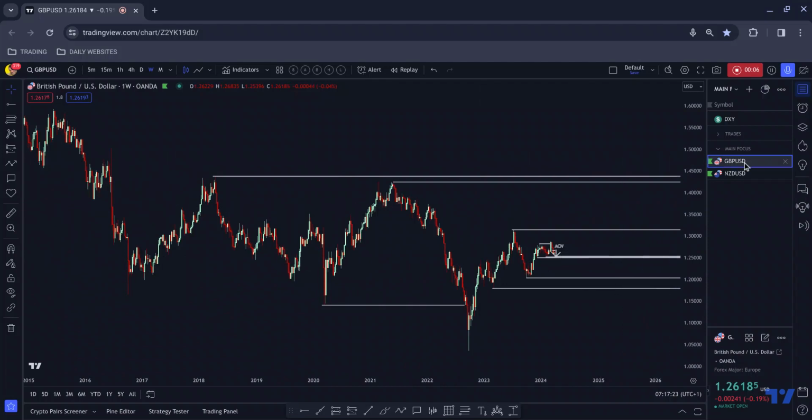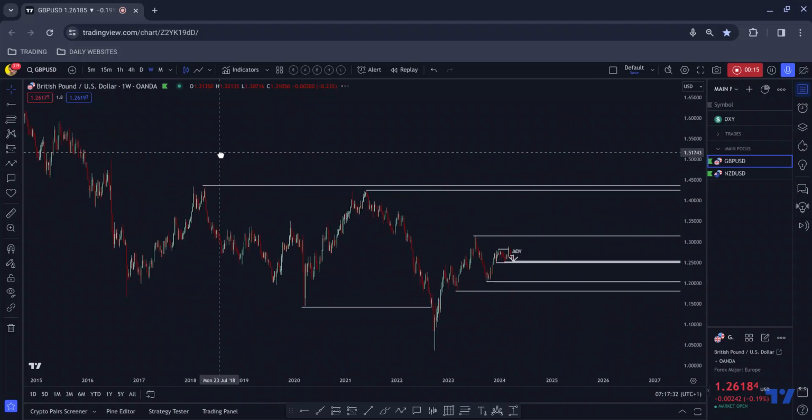So I have two pairs on watch today and those are pound dollar and Kiwi dollar. I'm going to break down my favorite of the bunch, which is pound dollar, and I'm going to start off with the weekly chart as always.